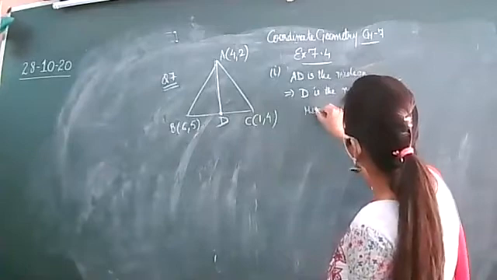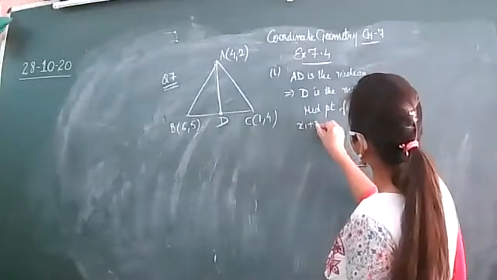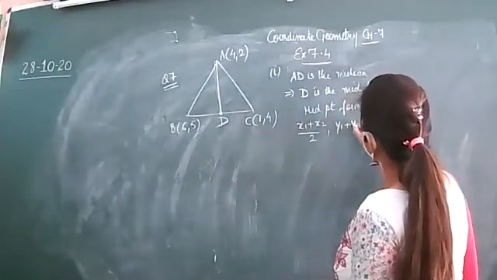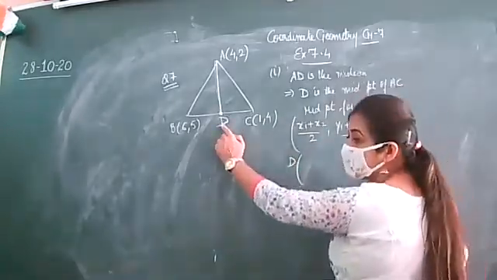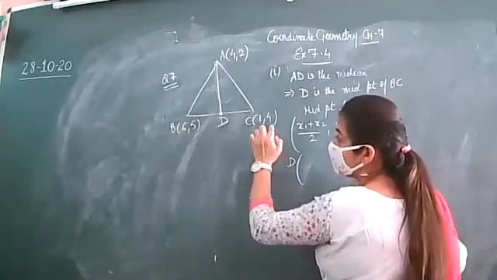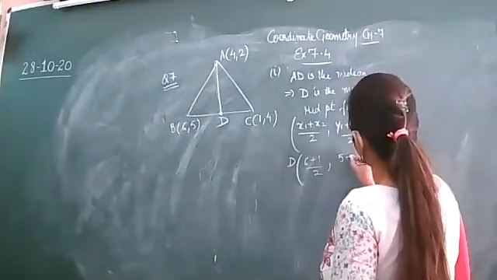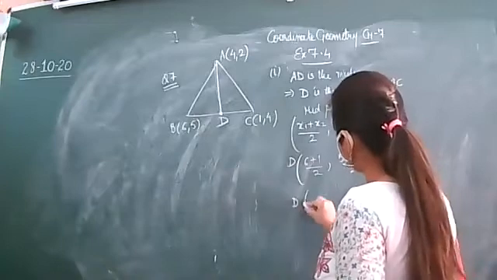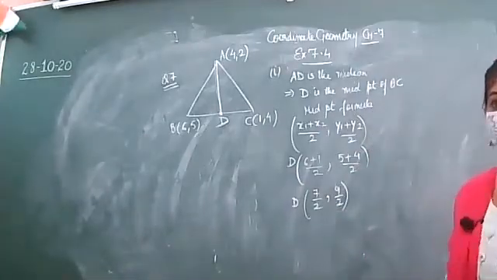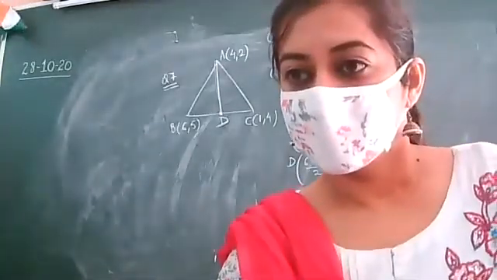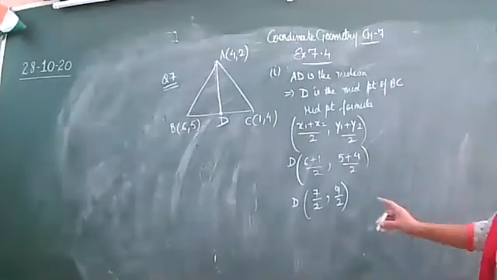So let's apply the midpoint formula. Firstly, write the midpoint formula: (x1 plus x2) by 2, (y1 plus y2) by 2. Let's find the coordinate of D by the same formula. D will be the midpoint of these two points B and C. So let's add them. This will give you (6 plus 1) by 2 and (5 plus 4) by 2, so 7 by 2 and 9 by 2. So I've got the midpoint of BC, that is D, given by 7 by 2 and 9 by 2. This is your first part.